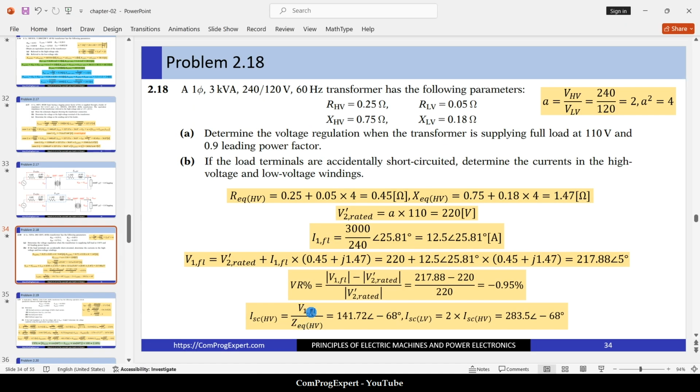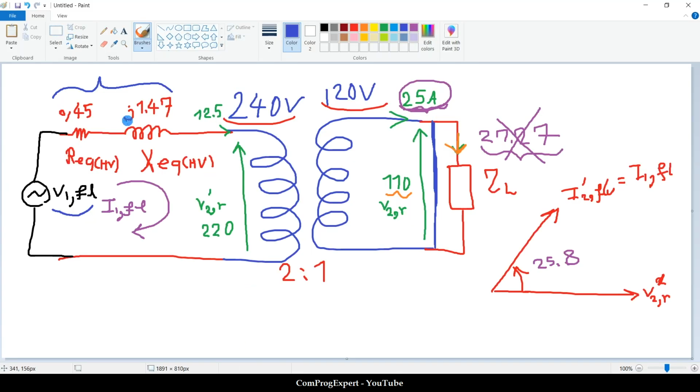Okay, what is important here in the part B is the amplitude of the leakage reactance that we have here. As you can see, as long as we have higher and higher values for the leakage reactance, we can reduce the value of the short circuit current. Yes, so this is the point of this problem.